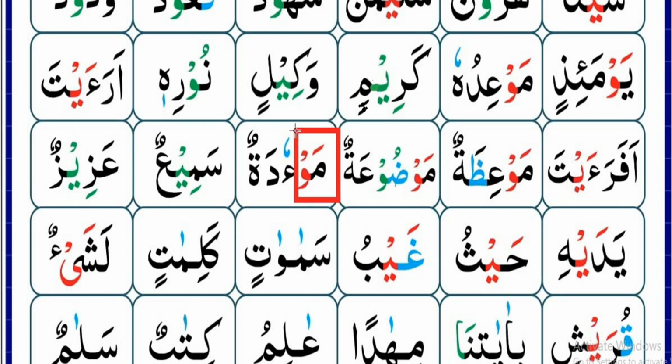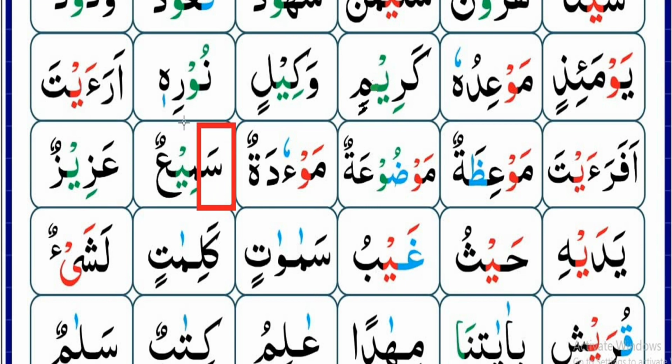Mim waw fatha mo, hamza standing dhamma u, mu'u, dal fatha da, mu'uda, ta dhammatain tun, mu'udatun. U will be stretched because of the standing sign, and waw is a leen letter.